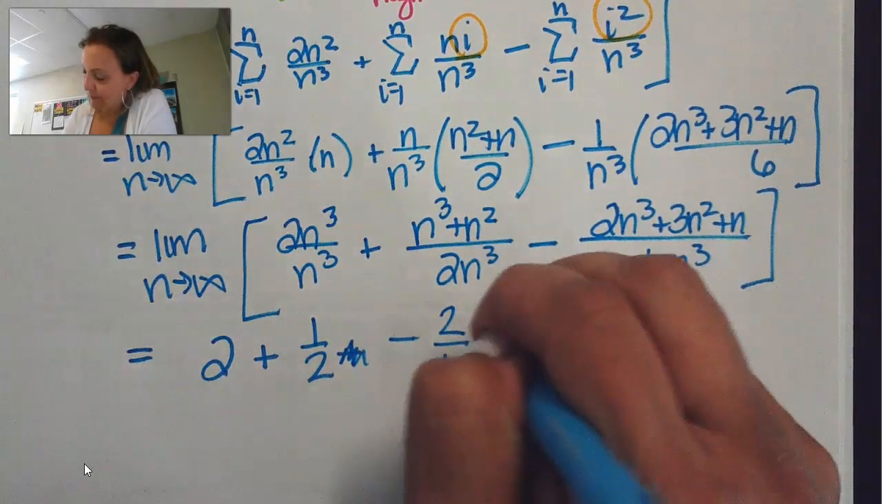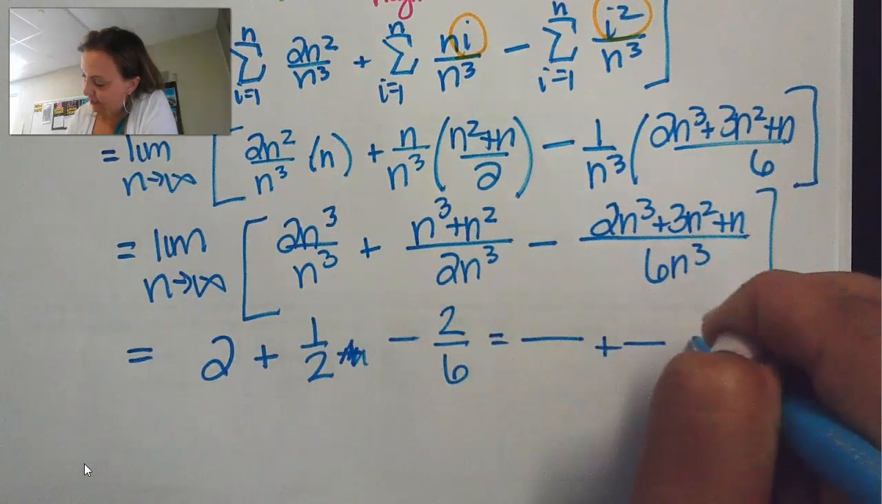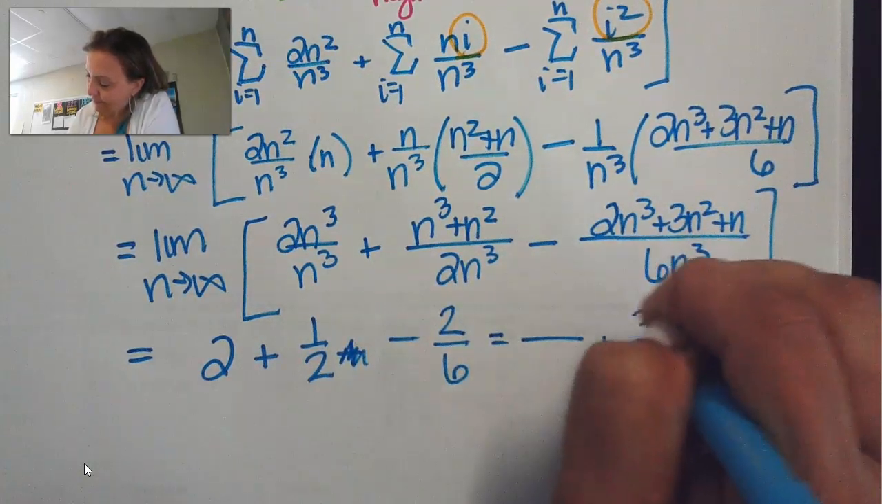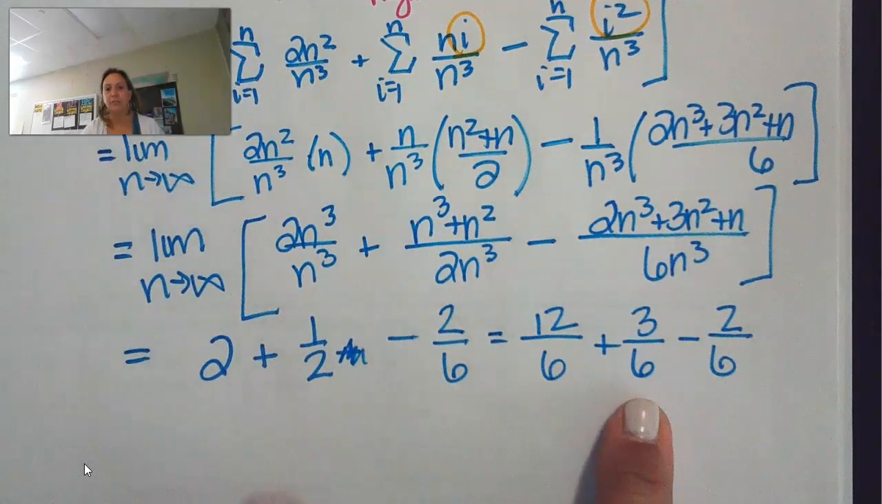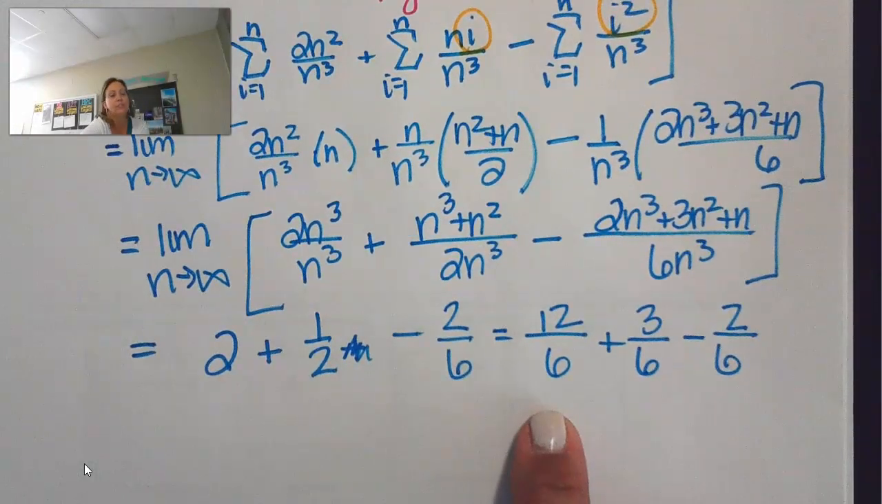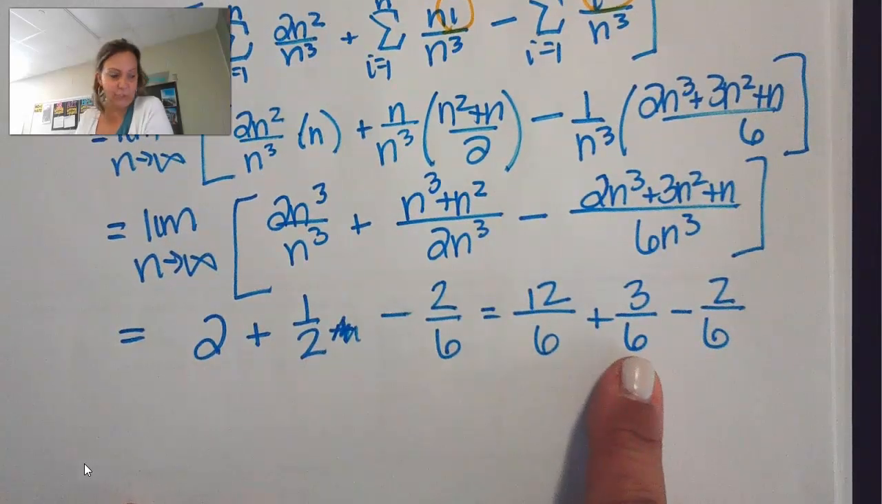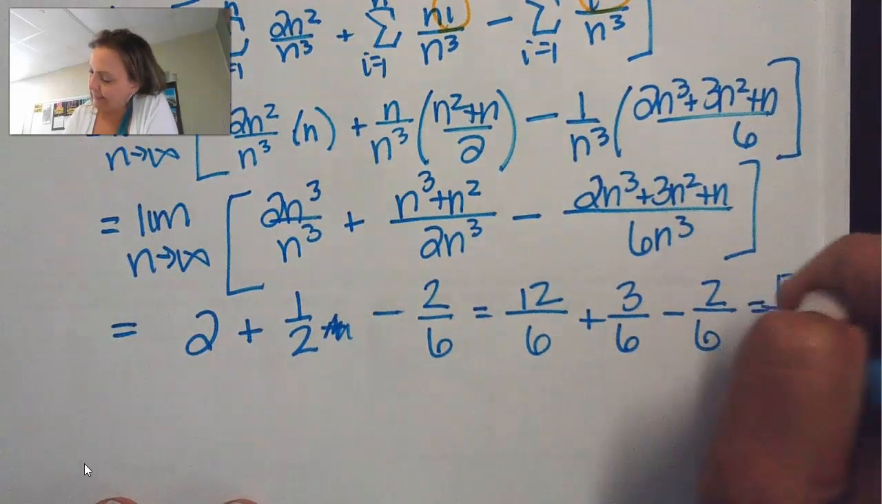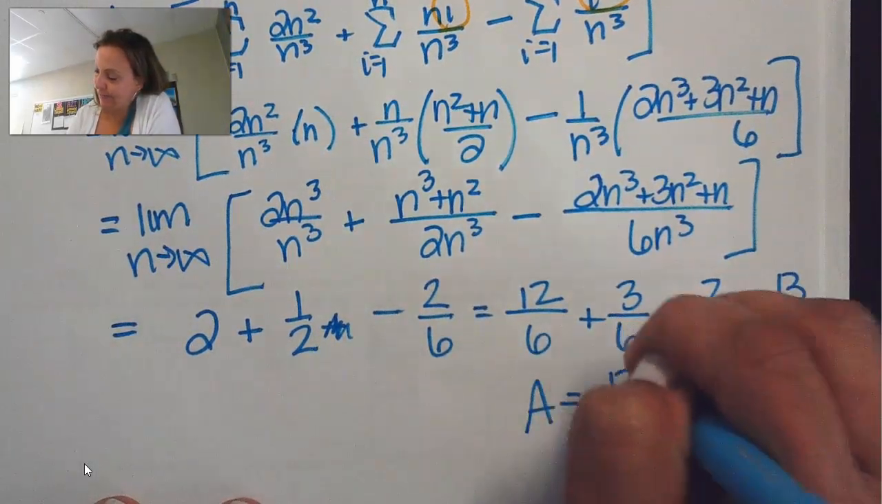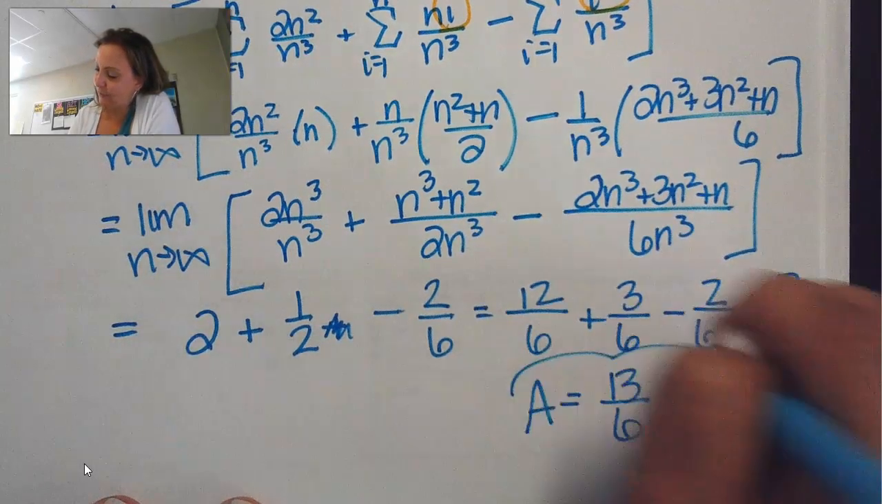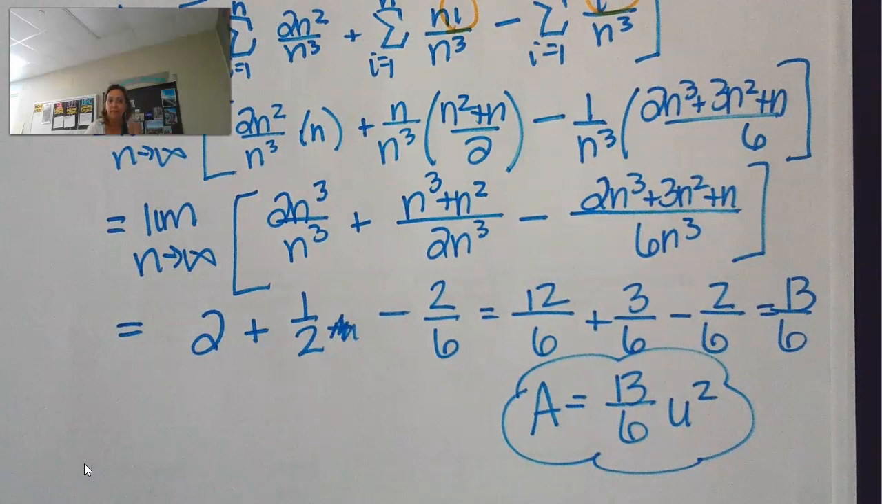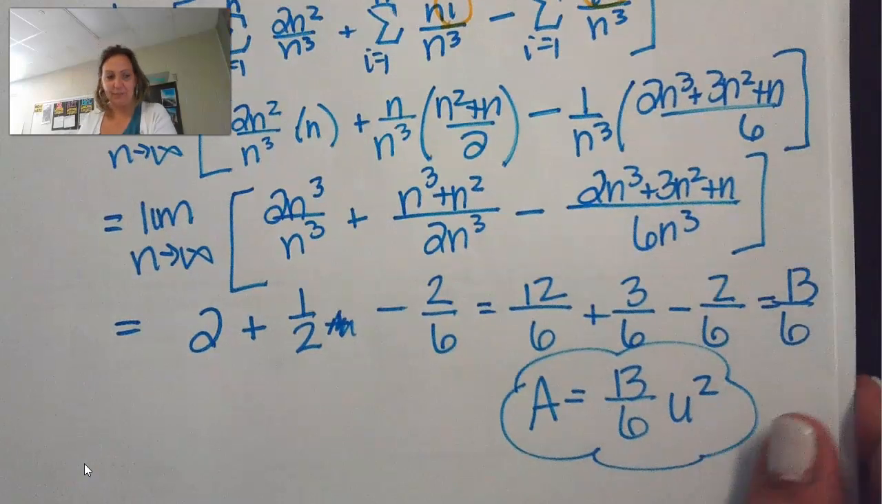This isn't too bad. I'm just going to make common denominators for these here. So with a common denominator of 6, 1/2 turns into 3/6, 2 turns into 12/6. So 12 plus 3 is 15, minus 2 is 13/6. And so that's going to be my area. My area is going to be 13/6 square units. Okay? So again, nothing really new. I'm just trying to do these examples so this process clicks in for you. Okay?